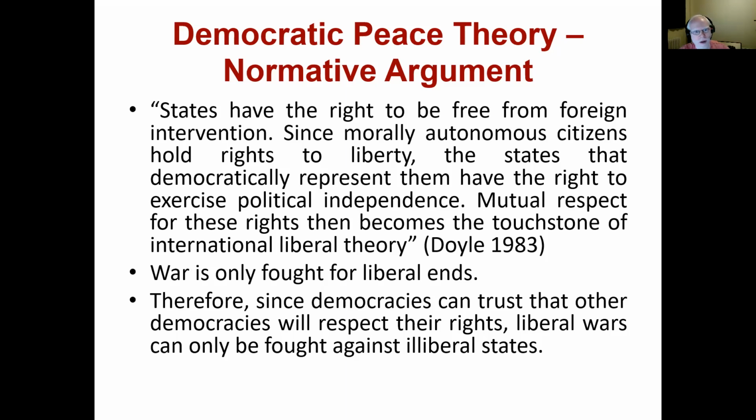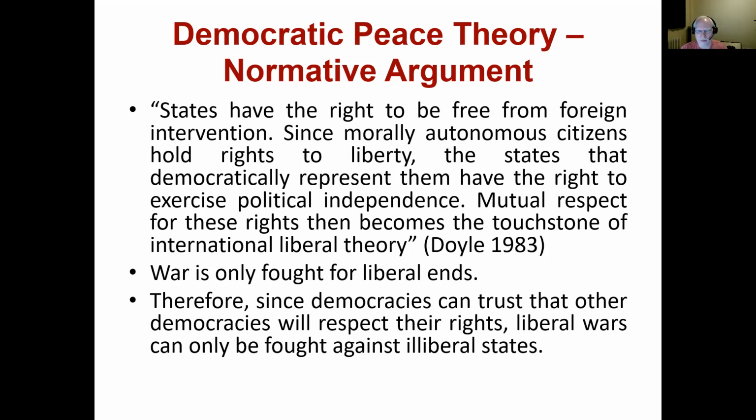The policies pursued by other democratic states are legitimate in terms of the belief in people holding rights and liberty, and so they should be free from foreign intervention. But when it comes to non-democratic states, that's not true, because people haven't been free. The state isn't representing the people. Since democracies can trust other democracies will respect their rights, liberal wars can only be fought against the illiberal state, right?